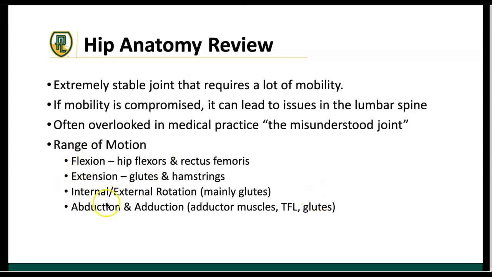So we can see all of these complex motions in the sagittal, transverse, and frontal planes. We can see that there's lots of mobility within the hip, right? Probably one of the most mobile joints in the body, minus the shoulder. The shoulder's definitely the least stable and most mobile joint that we have in the human body.